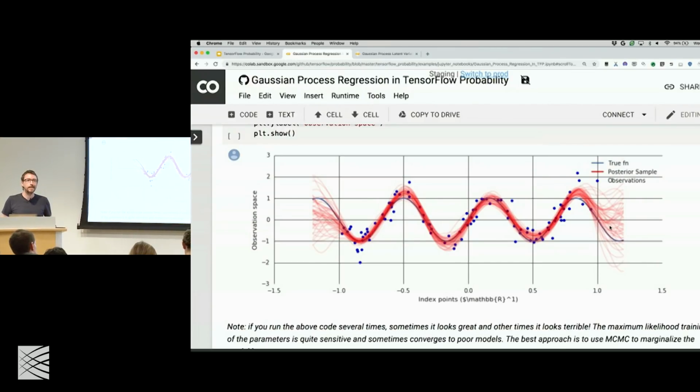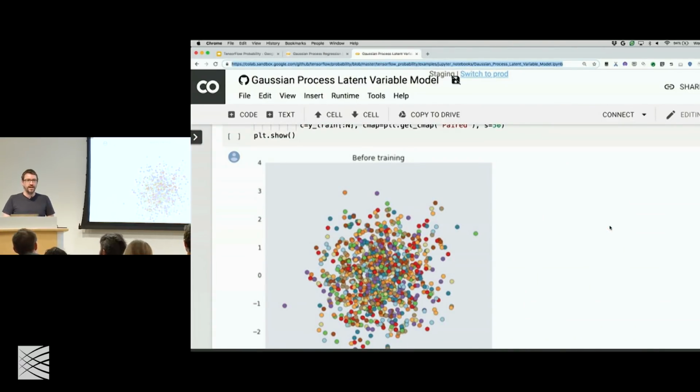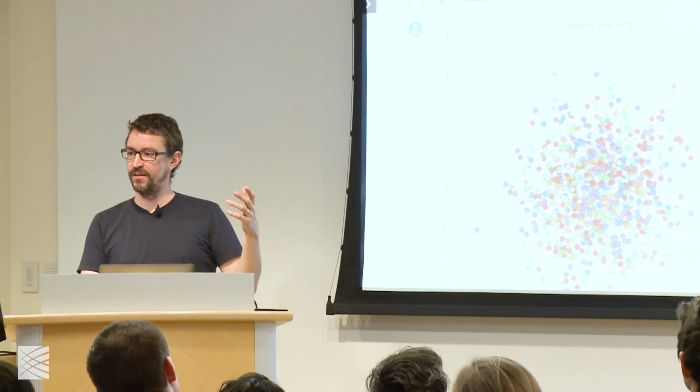Sorry. It's a sample from a GP with some kernel. Right. Yeah, so the idea is that the latent variable model is describing, Dustin?